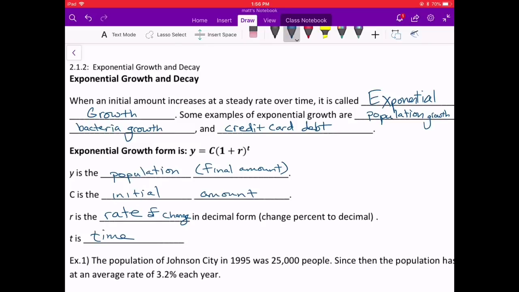Time is the time period of every increase. So it could be days, months, weeks, hours, minutes, seconds. Depends on what the scenario is telling you. Okay, so if you need to pause your screen and go ahead and get that written down, that's totally okay. I'm going to move into the first example and just try to put this in motion.